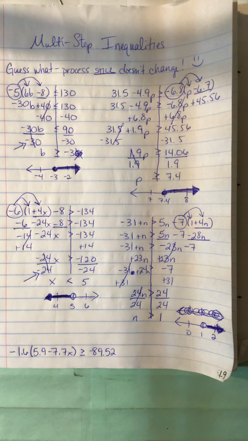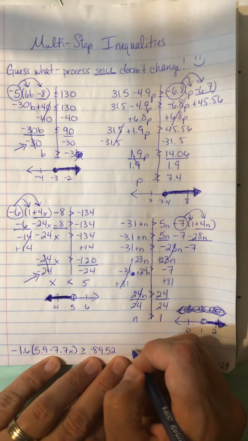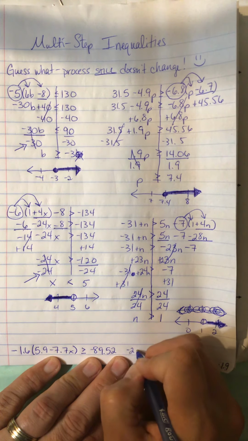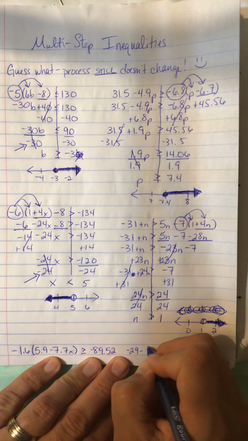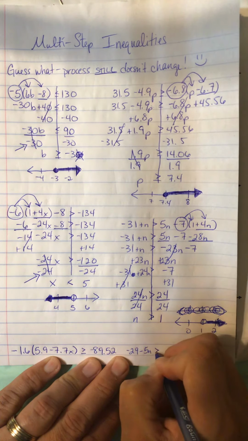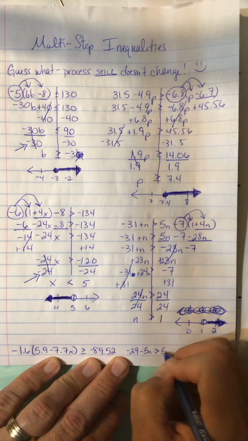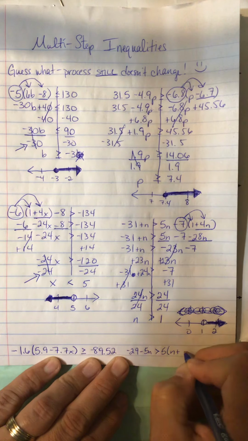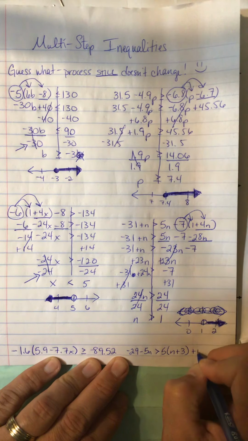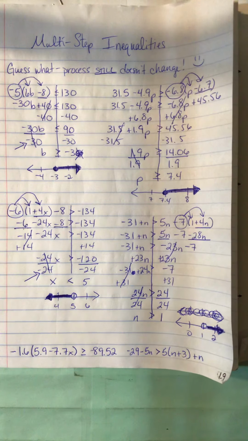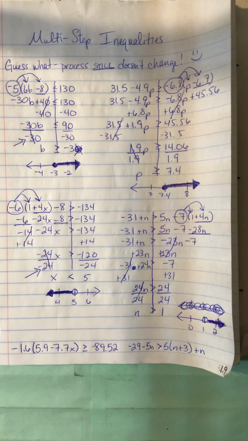The second one I want you to try is negative 29 minus 5n is greater than 5 times the quantity of n plus 3 and then plus n. Try those two problems on your own tonight. Bring them to class tomorrow. We'll talk about them, clear them up, and we'll go on from there.